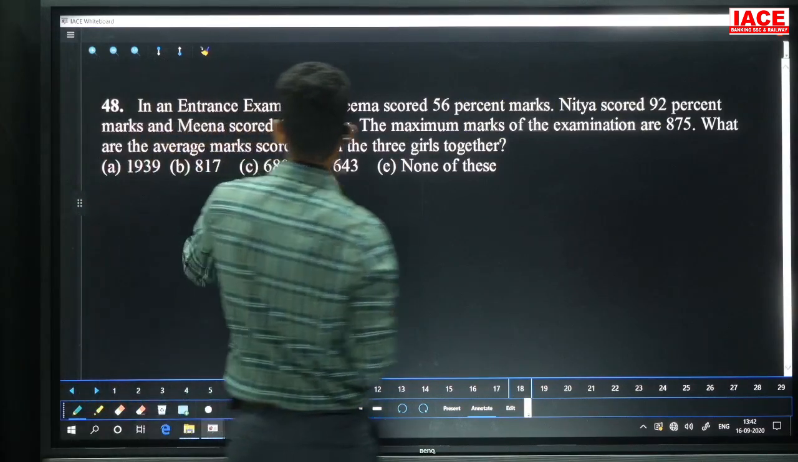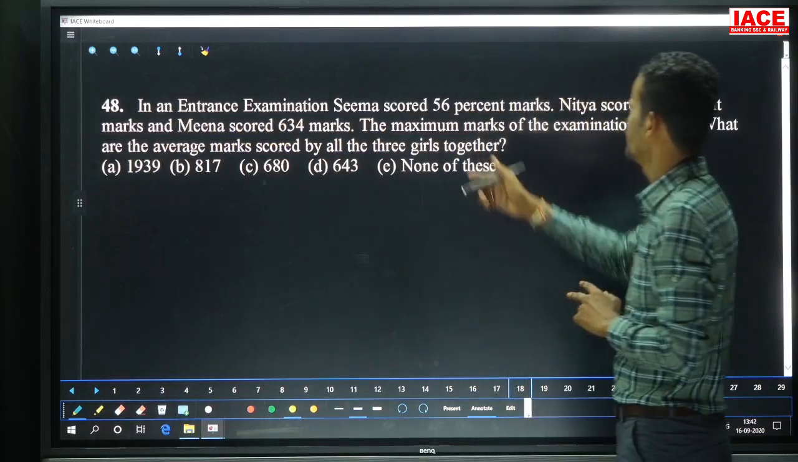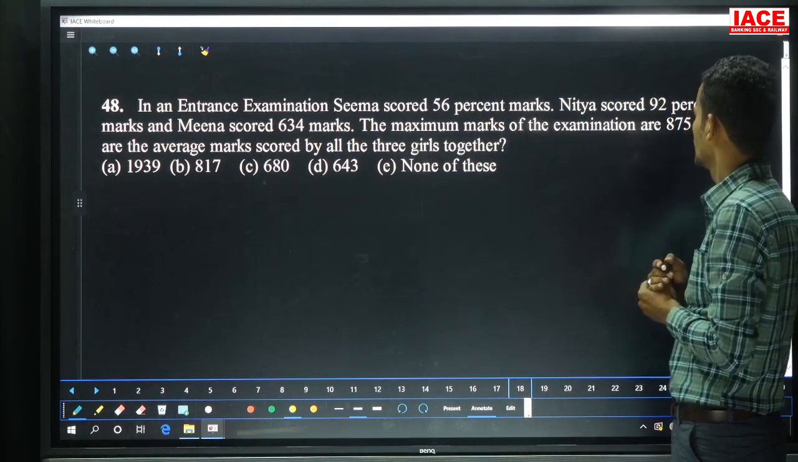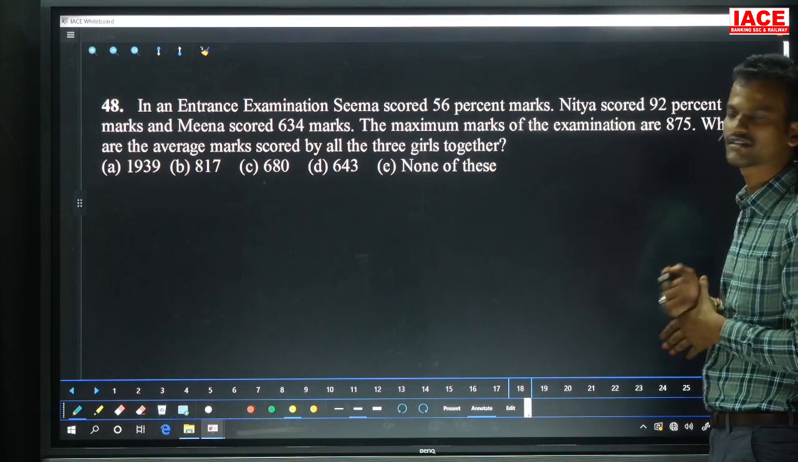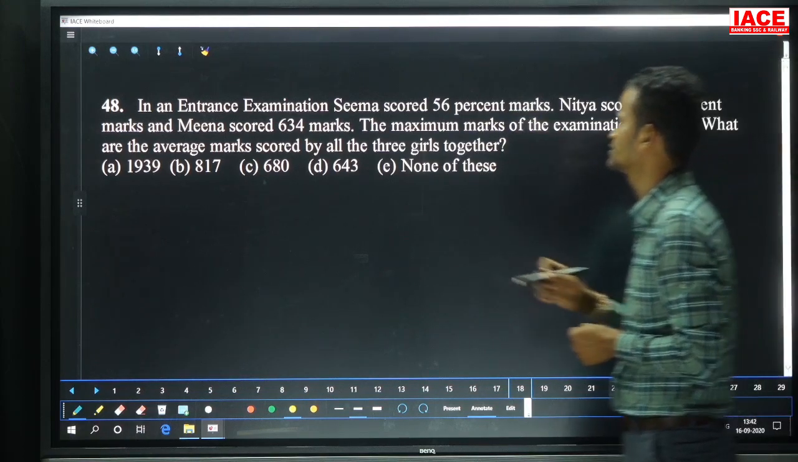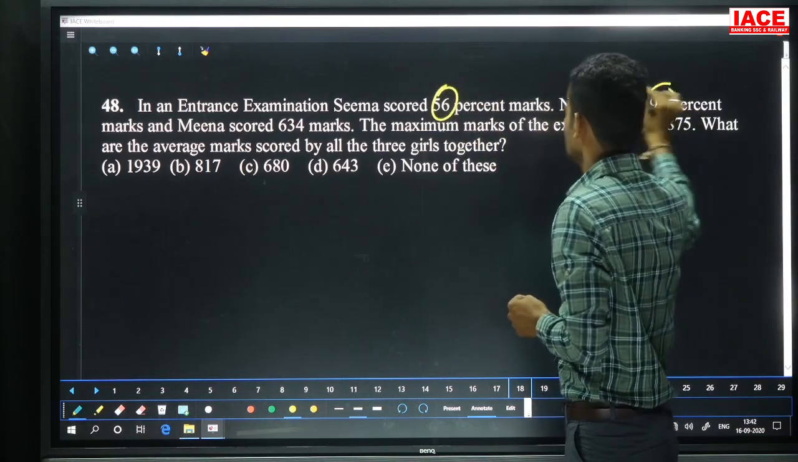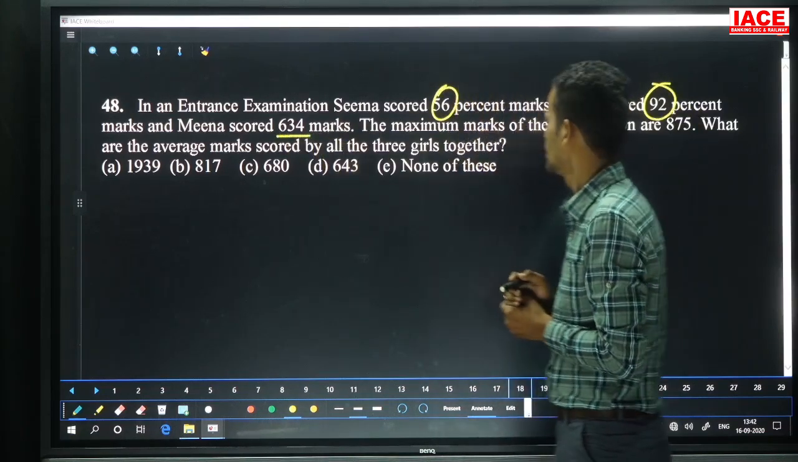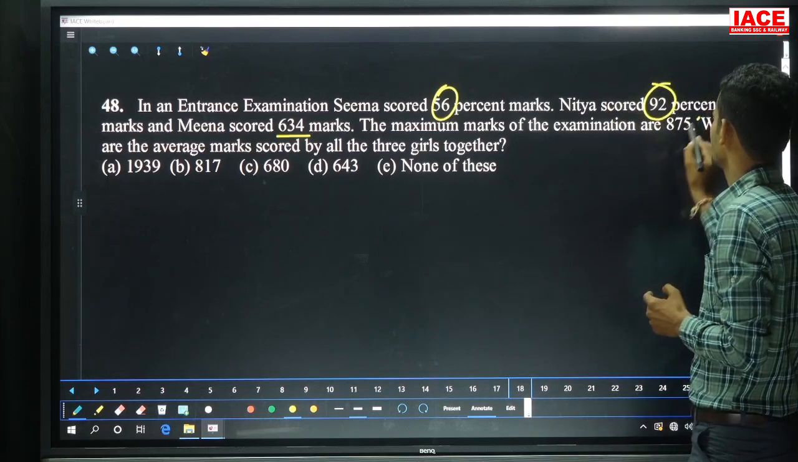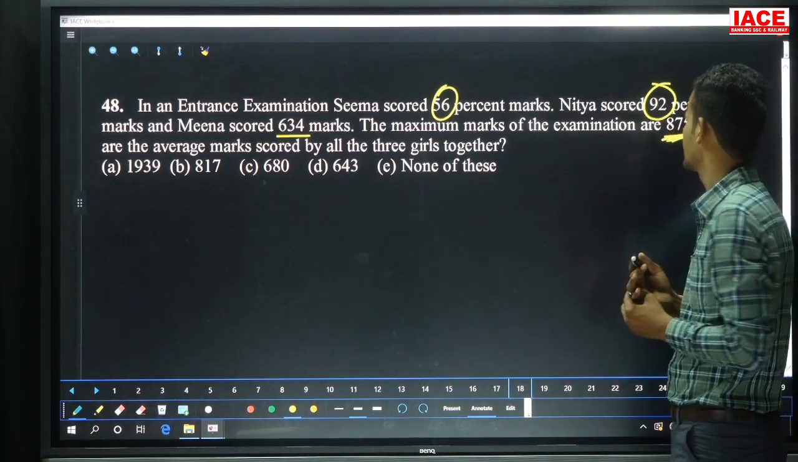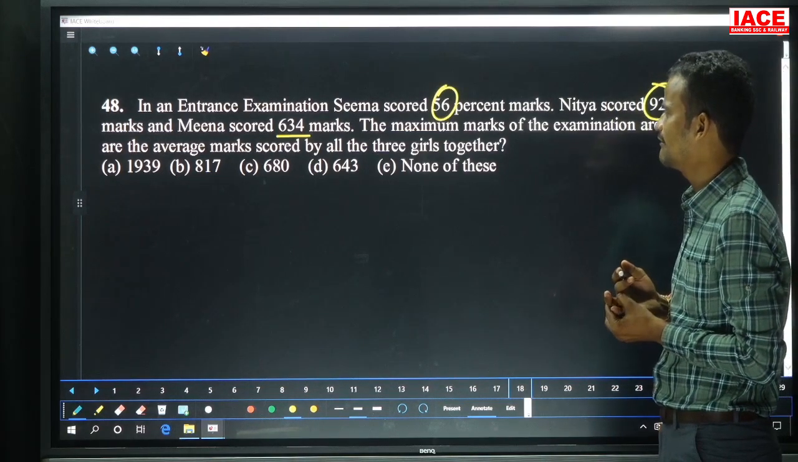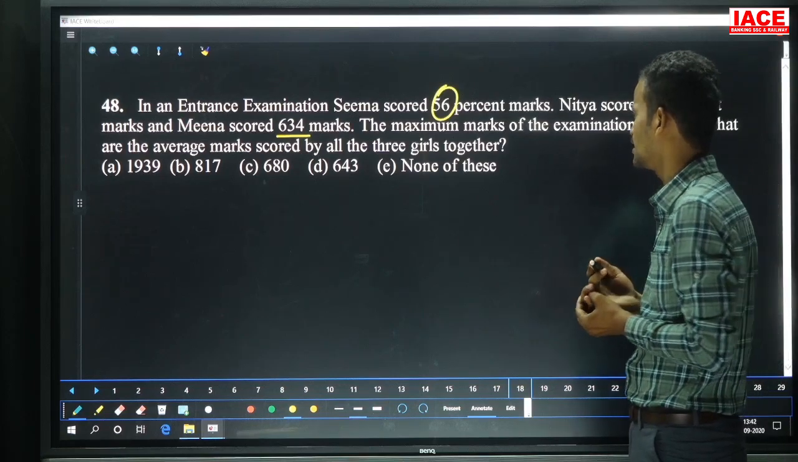In the entrance examination, Seema scored 56% of marks, Nitya scored 92% of marks, and Meena secured 634. Here they are given in percentage. Here they are given in marks. The maximum marks in the exam is how much, sir? 875. What are the average marks scored by all the three together?